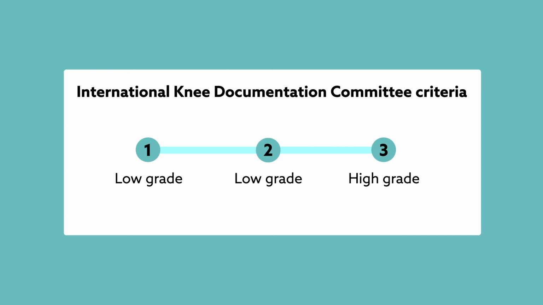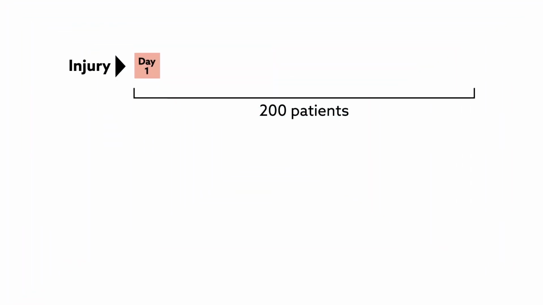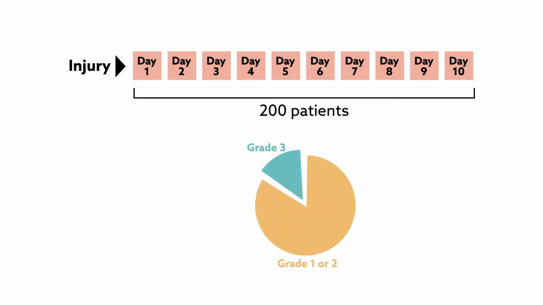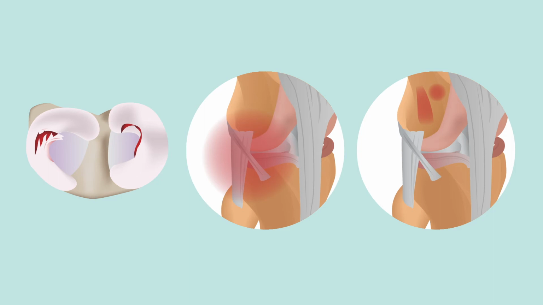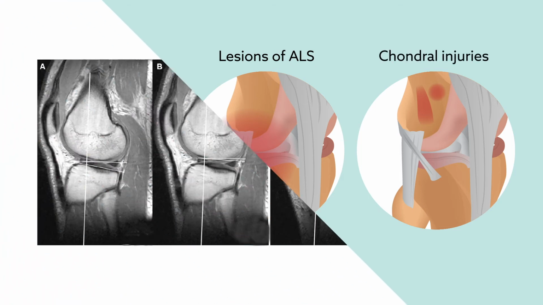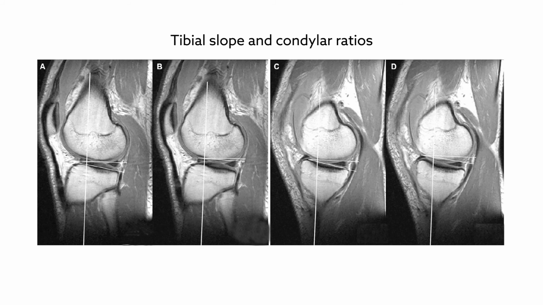To understand the circumstances that give rise to such pivot shifts, researchers examined the knees of 200 patients undergoing ACL reconstruction within 10 days of injury. 35 had a grade 3 pivot shift, whereas 165 had a grade 1 or 2 pivot shift. The researchers performed a comprehensive evaluation of soft tissue and bone parameters. Soft tissue injuries included tears of the meniscus and/or MCL, lesions of anterolateral structures, or ALS, and chondral injuries. Bone-related parameters such as tibial slope and condylar ratios were determined using established MRI procedures.